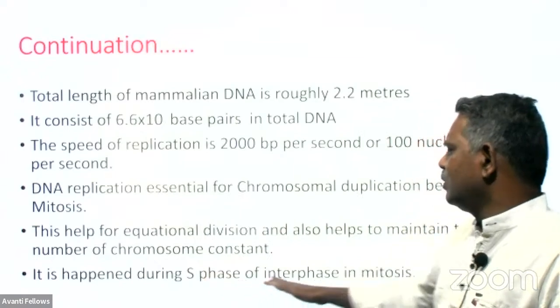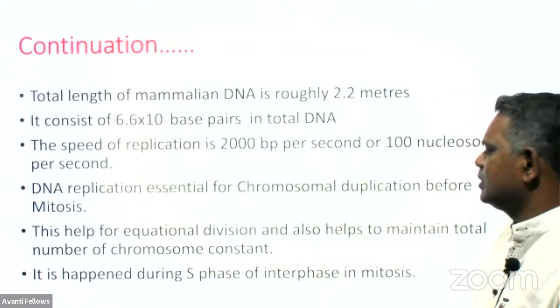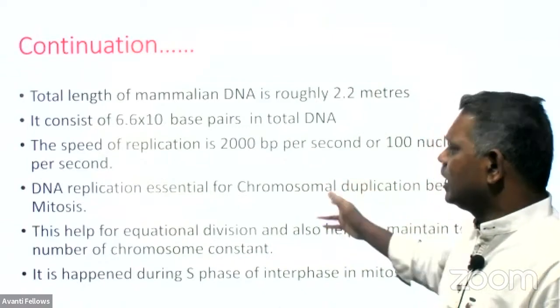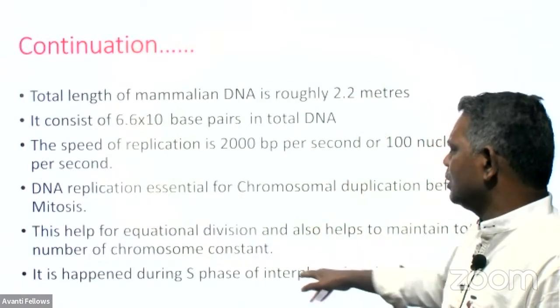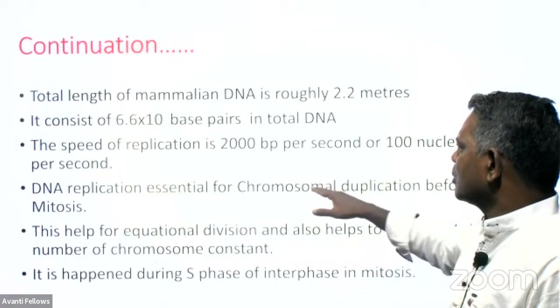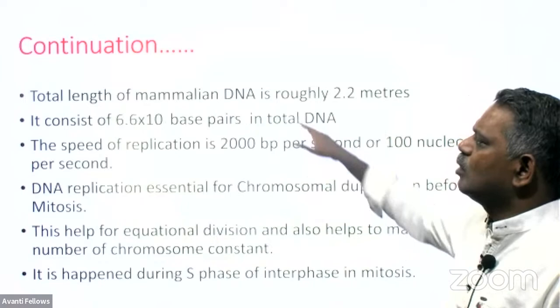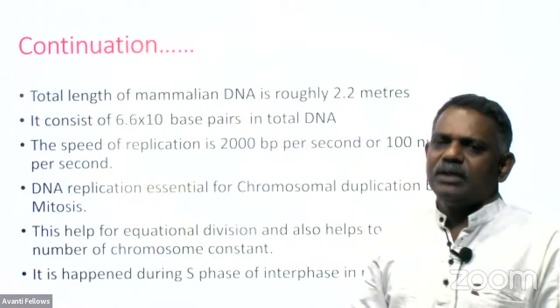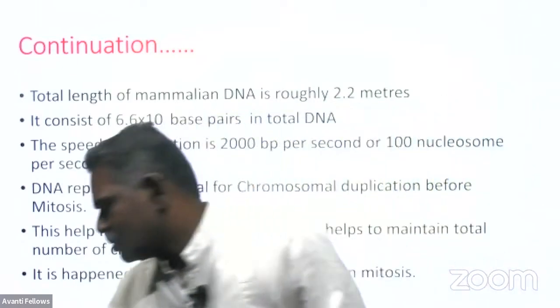And it happens during the S phase of the interphase in mitosis. So this chromosomal duplication, the doubling of chromosomes, is happening during the S phase of the interphase of mitosis, and chromosomal duplication is possible only through the multiplication of the DNA through the DNA replication process.